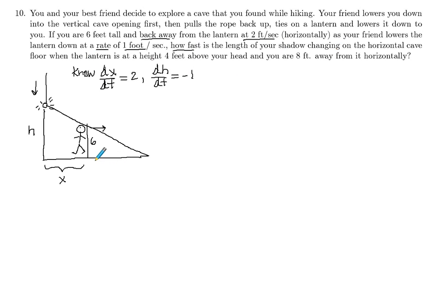Okay, so how fast is your shadow changing? The length of your shadow is right here. Okay, so let's label that length S. And that's what we want. We want the rate of change of your shadow, which is ds/dt.